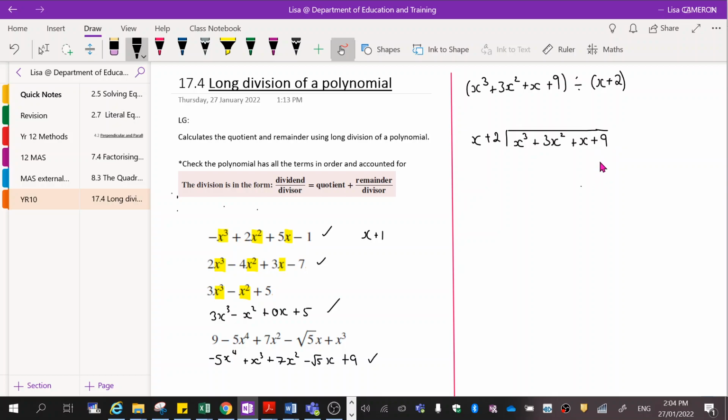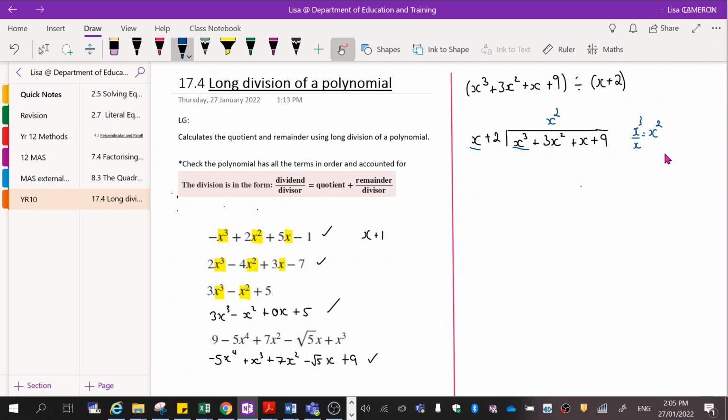Okay, so our first step that we're going to do, change my colour, maybe I'll use blue. I'm going to get this one and I'm going to divide it by this one. Now my purpose for that is I need to work out this times that is going to give me this. So x cubed divided by x equals x squared. So the first term that's going up here is going to be x squared. Now you'll notice that I've lined it up on top of where the x squared terms go.